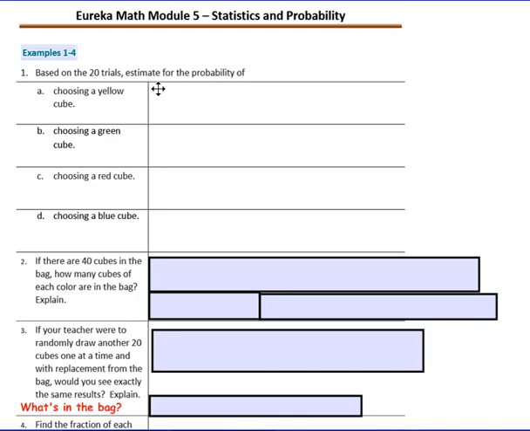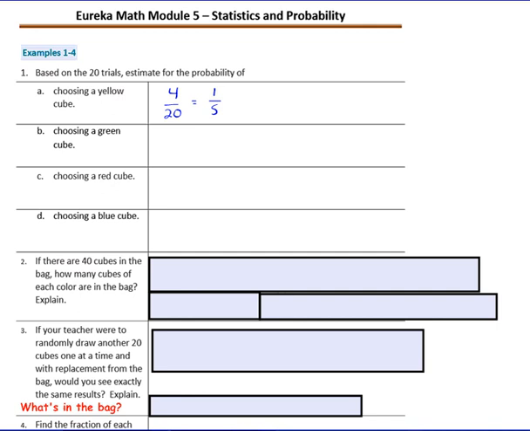Based on the 20 trials, estimate the probability of A, choosing a yellow cube. There were 20 cubes drawn, and 4 of them were yellow. So 4 out of 20 is the probability. And remember, this is an estimate based on an experiment. We could, if we wanted to, simplify that to 1/5.